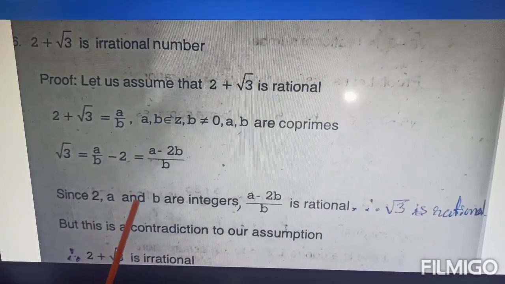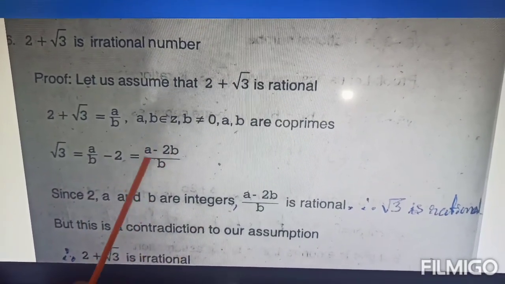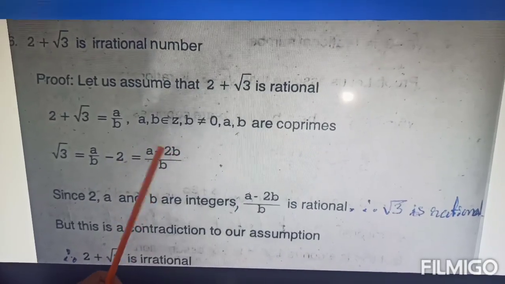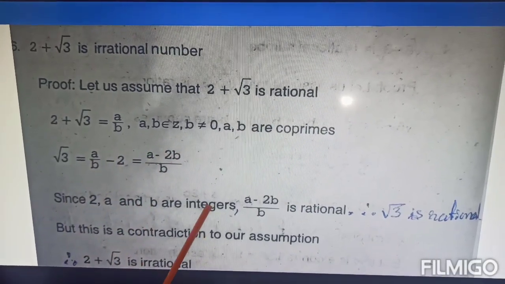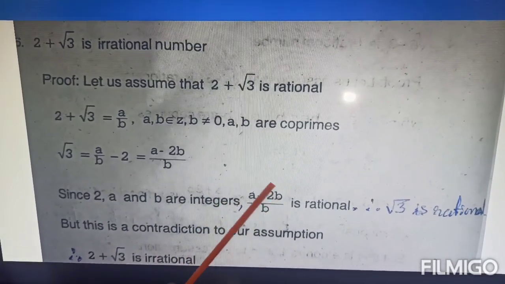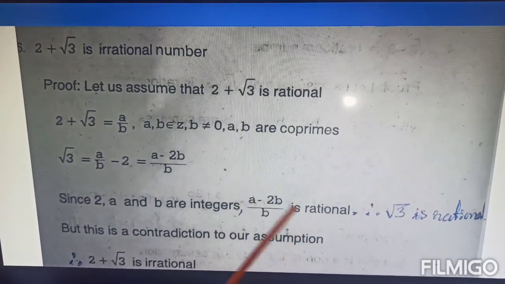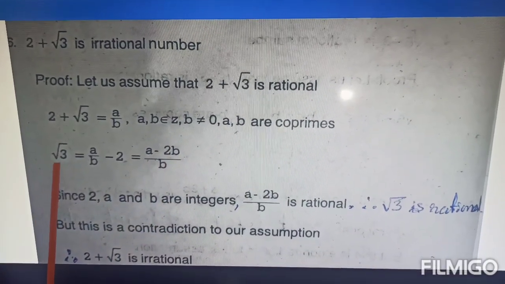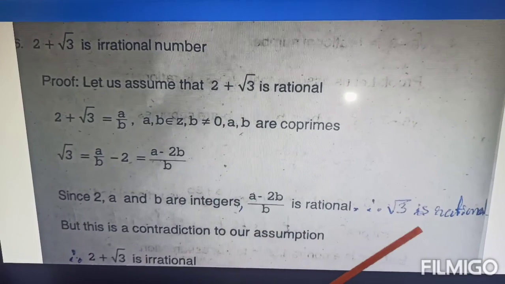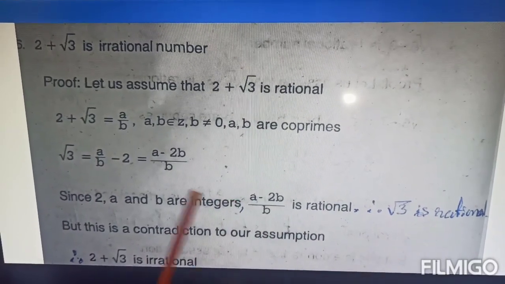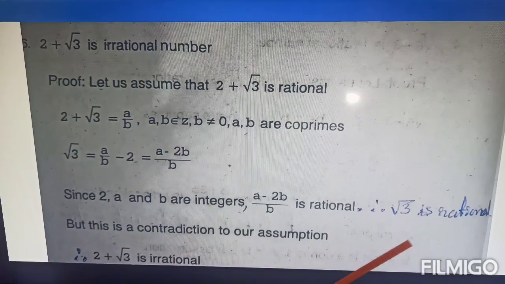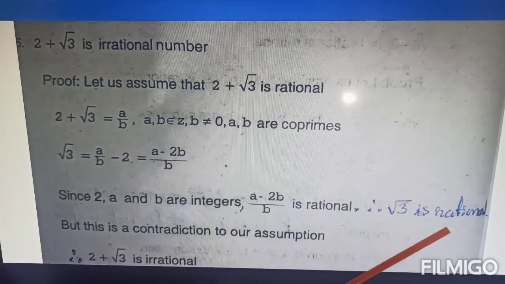2, a and b are integers. In this fraction, what numbers are there? a, b and 2. All the numbers are integers. So, this is rational. If this is rational, then the left side, what number is there? Root 3. That is also rational. If the right side is rational, then the left side is also rational. Therefore, root 3 is rational.